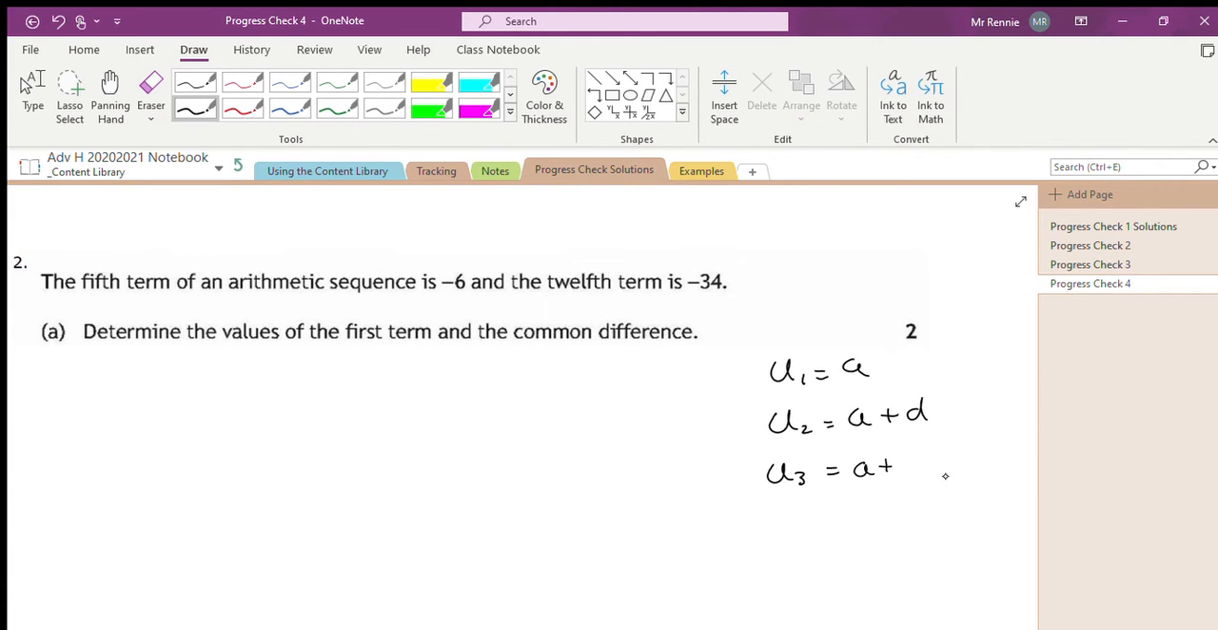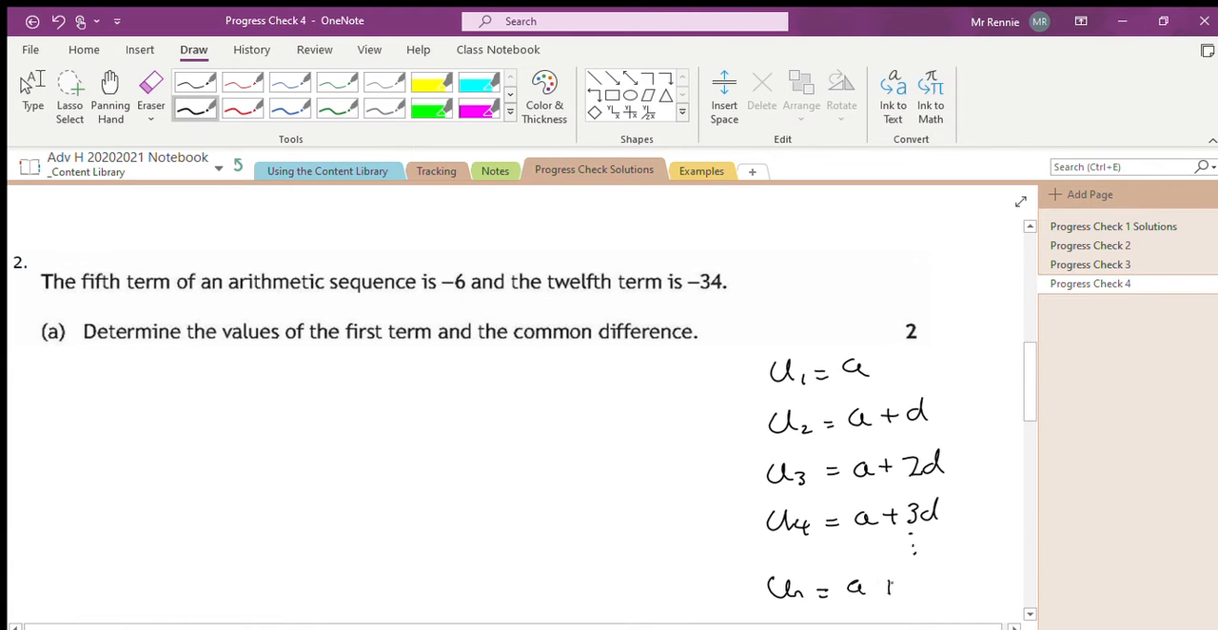Now I don't know why that's not right. Let's try that again. There we are, and so on. You can see that if I wanted to do it for arbitrary n, it would be a plus n minus 1 d. So what I'm told is u5 is going to be a plus, well, 5 will be n, so 5 take away 1, it'll be 4d, and that's going to equal my value -6. And I'm told u12 is going to equal a plus 11d, and that equals -34.